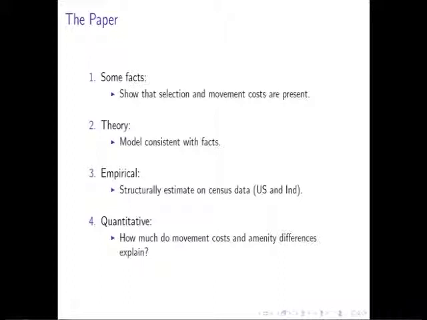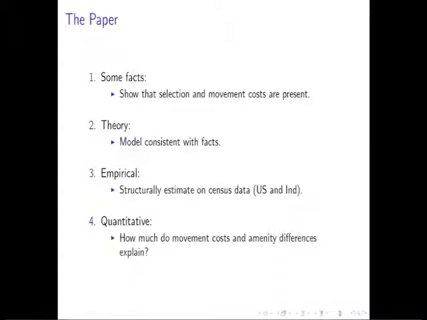I'm going to provide a very brief overview of a theory that is consistent with the facts that I show you here. It's a theory in which there are costs of movement and there is selection. And then I'm going to use that theory empirically. I'm going to structurally estimate the model. I'm going to back out movement costs and differences in amenity across Indonesia. And then quantitatively, I'm going to try and answer the question, how much do these differences in amenities and movement costs explain in terms of Indonesia's GDP?